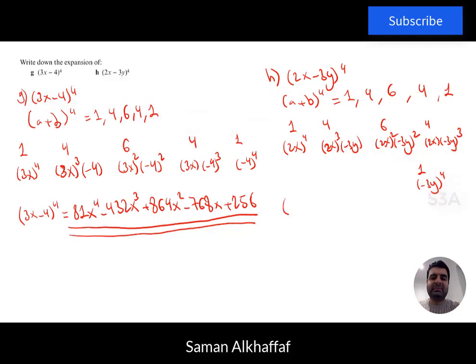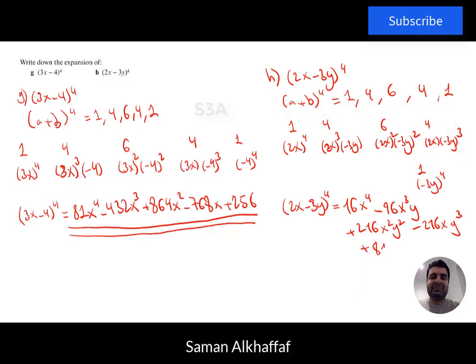So to simplify this expression, (2x - 3y) to the power 4 would give us 16x to the power 4, minus 96x cubed y, plus 216x squared y squared, minus 216xy cubed, and plus 81y to the power 4, and this will be our answer for this expression.